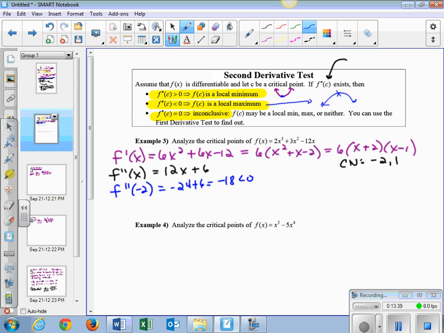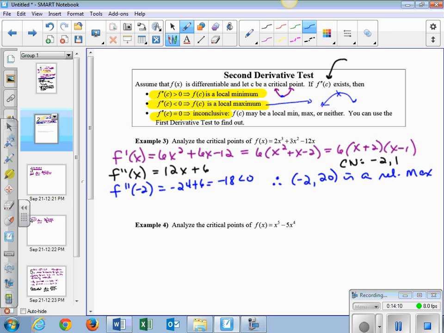So I know that is going to be a relative max because it's going to be concave down. Okay, so I could say therefore -2. Now I'm going to plug -2 back into the original to actually get the critical point. So if I plug -2 back into the original f, I get 20 for the y value. That is a relative maximum.